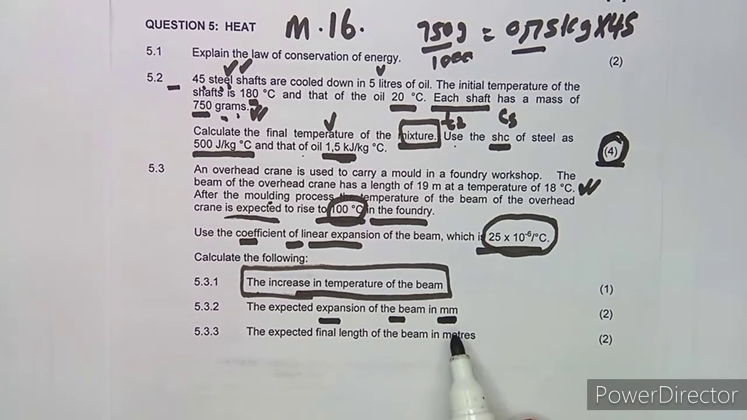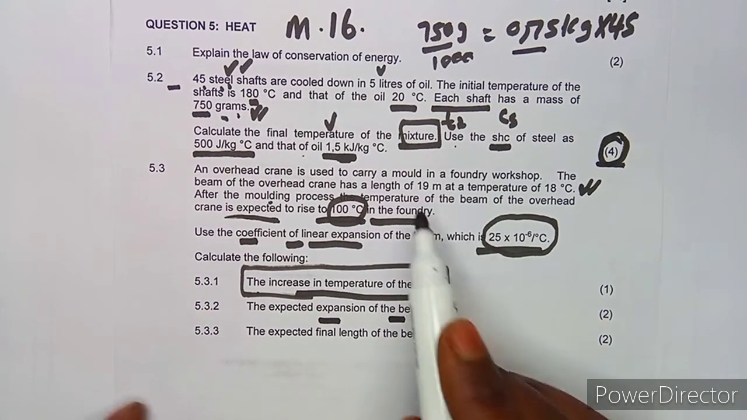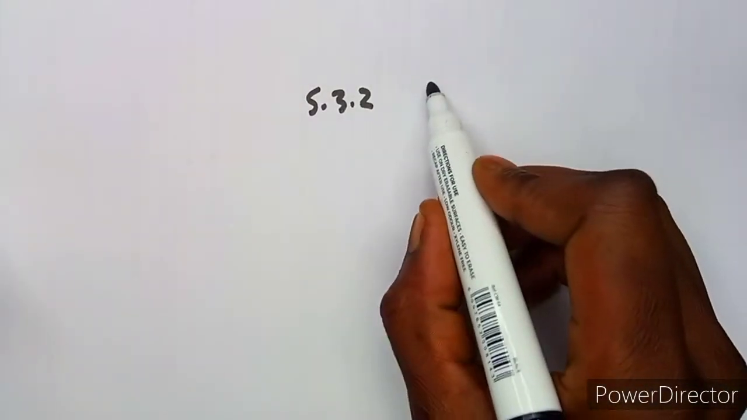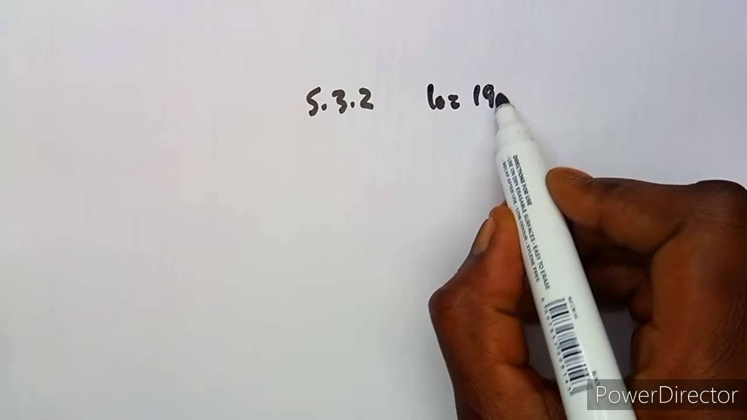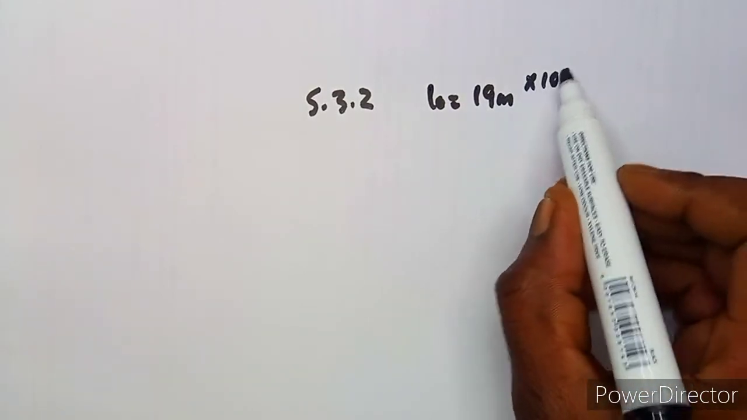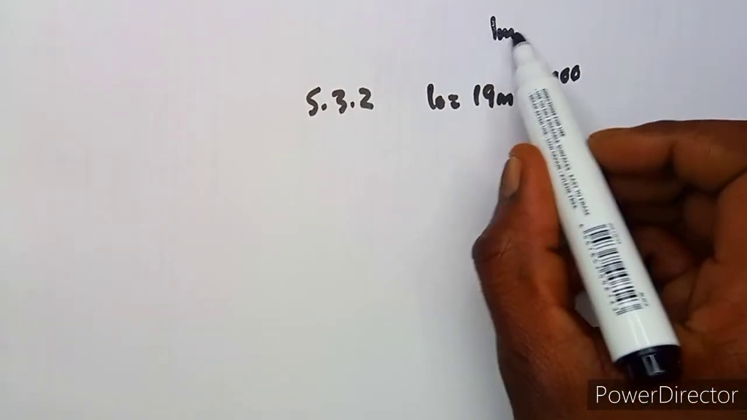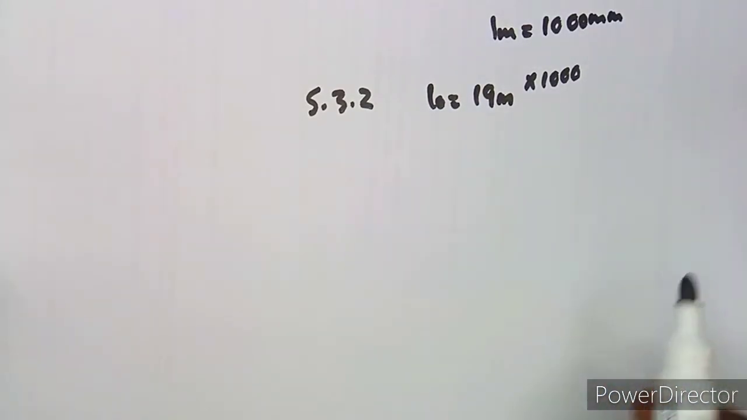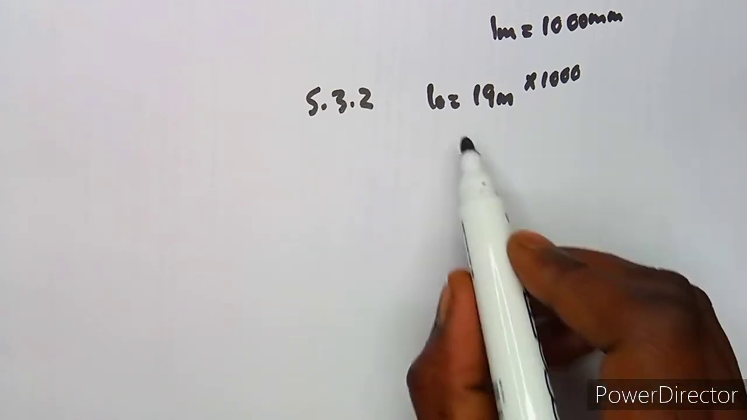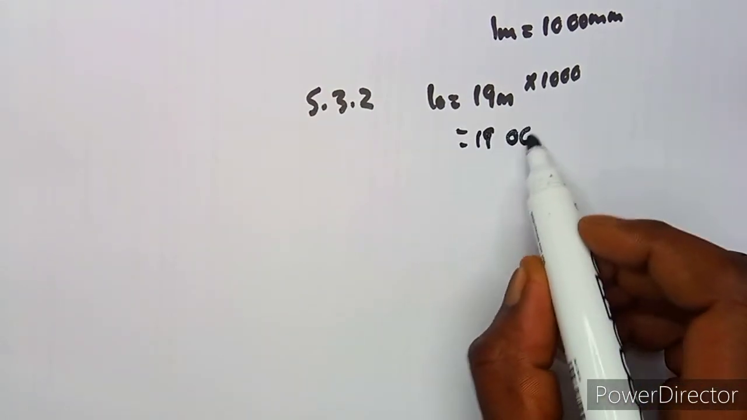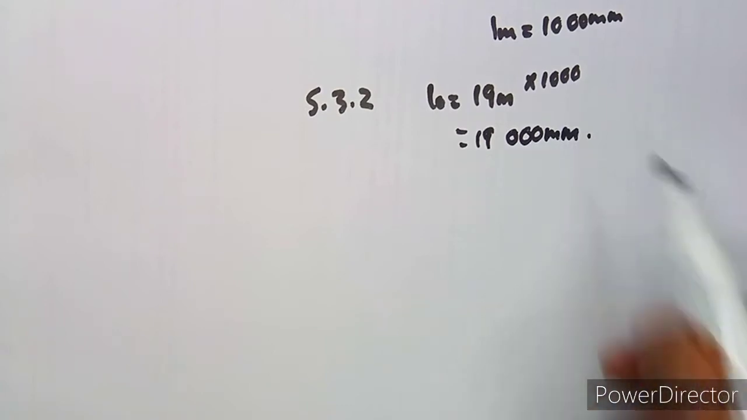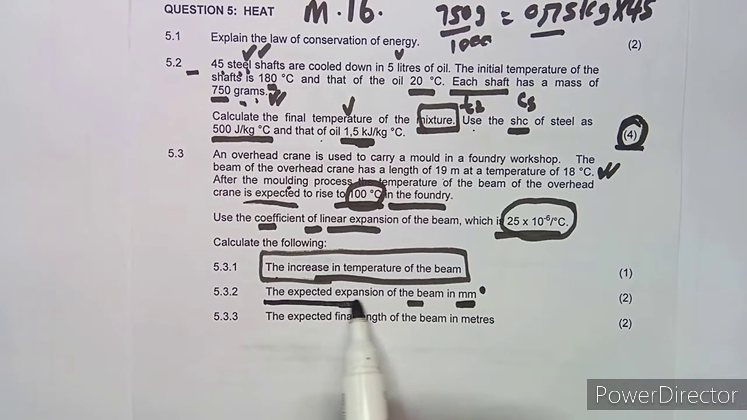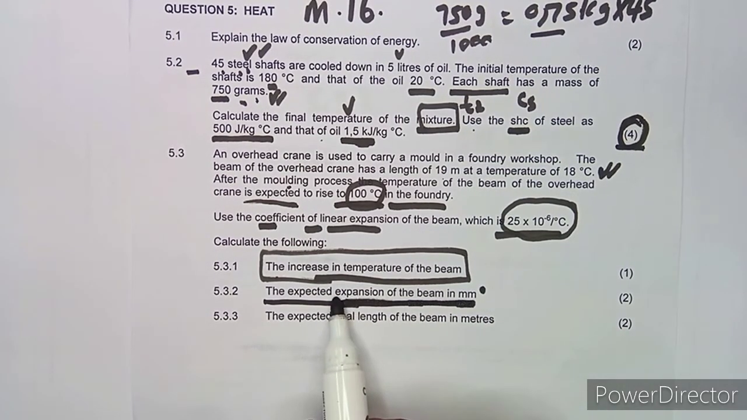So there are two options that we have, either to first convert this to millimeters or to convert your final answer. So you can convert the original length to millimeters. It was 19 meters, so to millimeters you multiply by 1,000, because remember 1 meter is equal to 1,000 millimeters. Is it 1,000 or 100? This is 1,000. Okay, so it's going to give us 19,000 millimeters. All right, so now the question is, what is going to be the expected expansion?